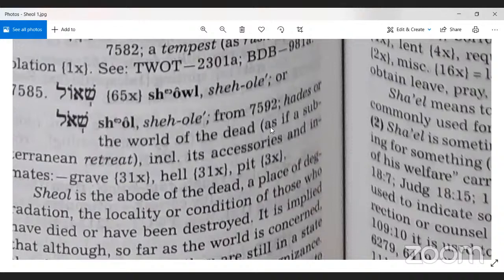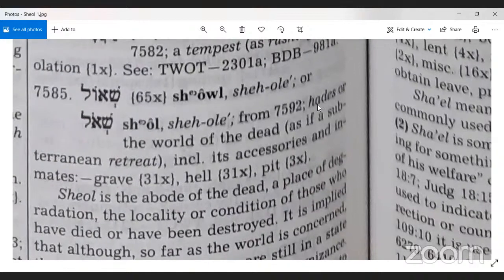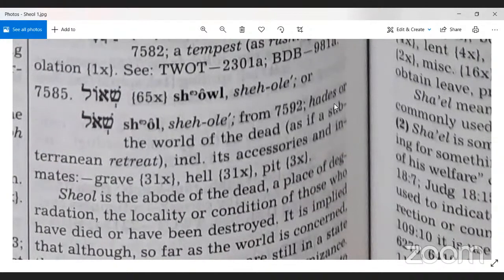Now here we have the meaning of the actual word itself, Strong's number 7585. Again, referencing, it comes from what? 7592, which we just reviewed. It says Hades, this is a Greek word, so we can just forget that, right? There was no Hades word at that time. Or the world of the dead. So the world of the dead, as if a subterranean retreat.